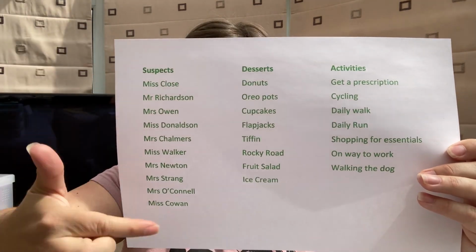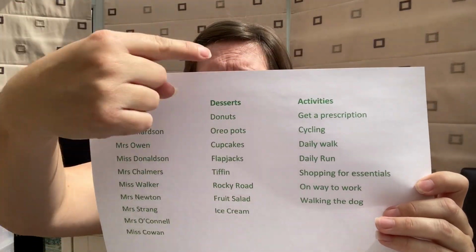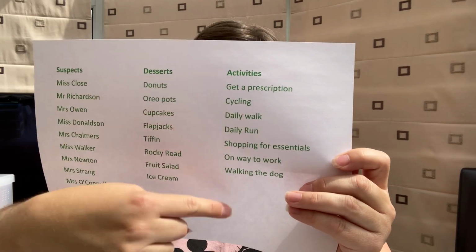It doesn't have to be desserts, of course, and the activities can change. But essentially, I gave the children my list of suspects, the desserts that had been stolen, and the activities. I added an extra edge to the game by having them not know what was stolen, so they had to work it out. That gave an extra level for the kids, and that was really good.